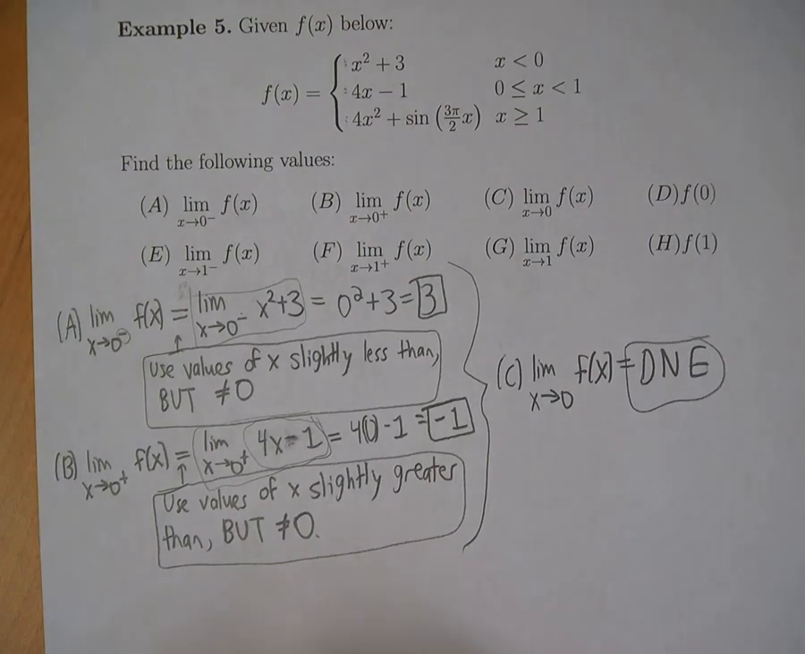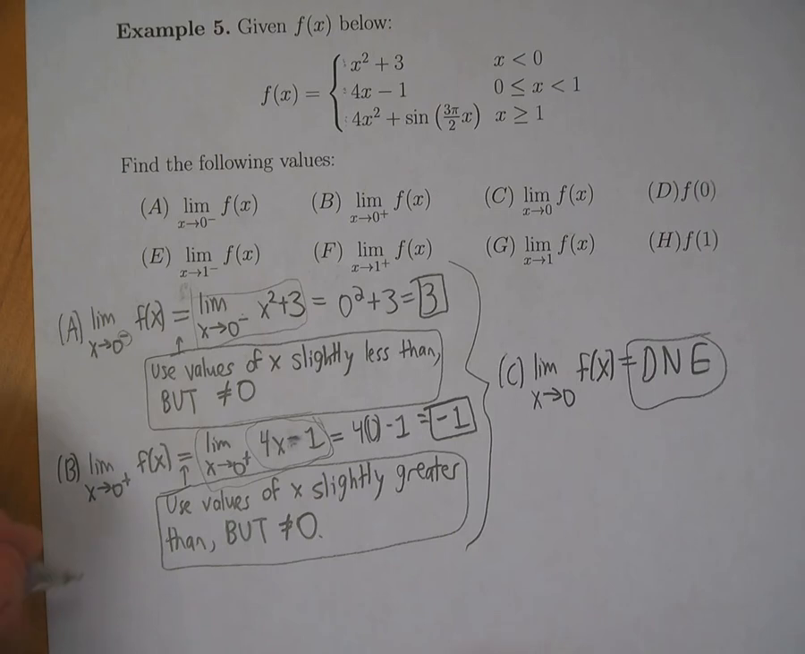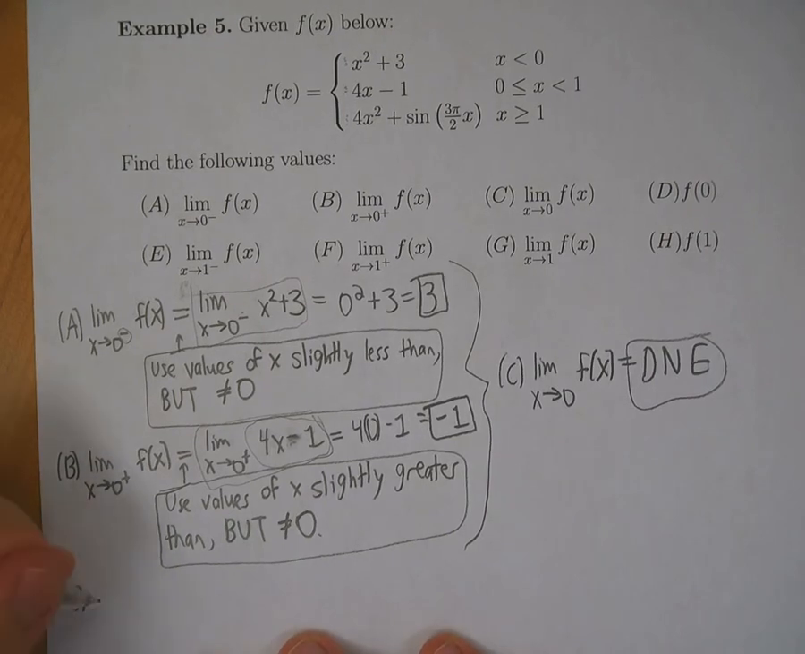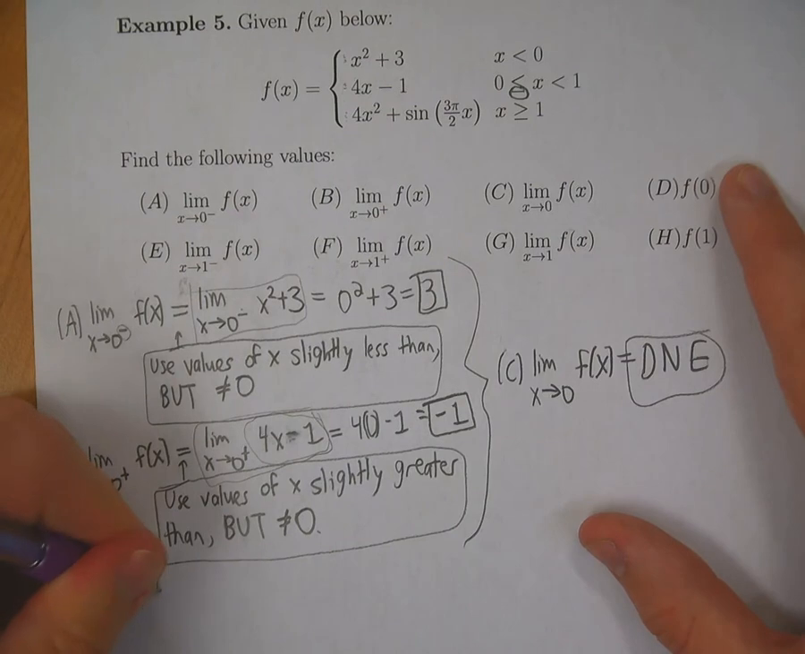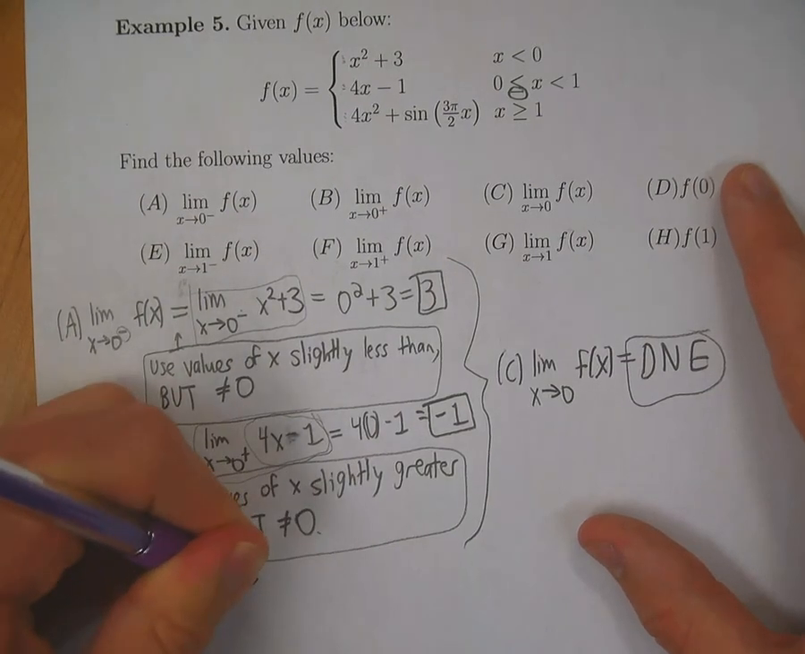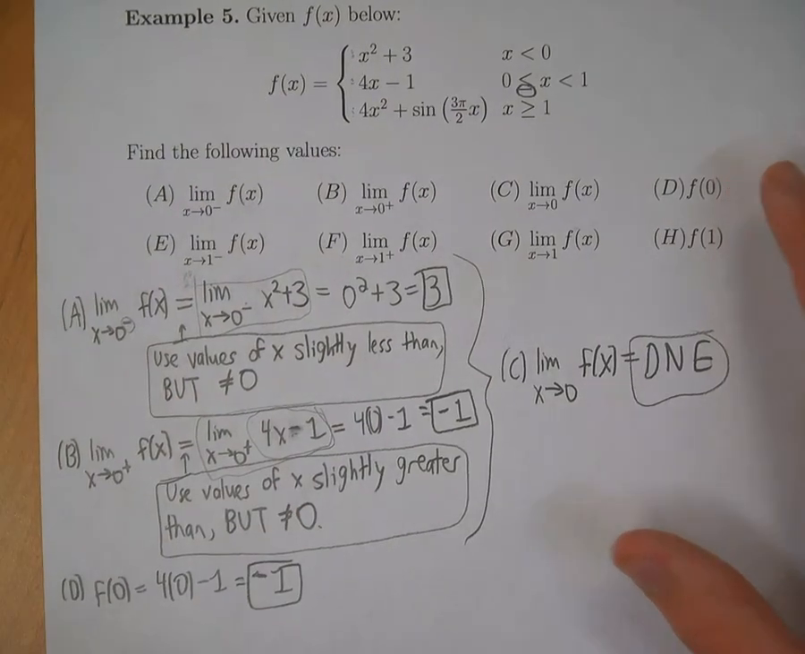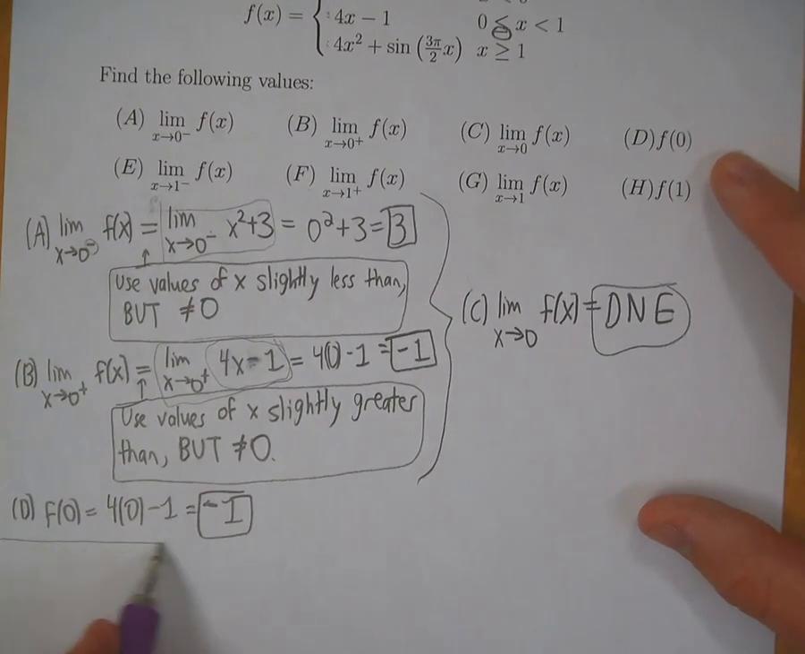Good. Okay. And then for part D, all we really need to do here is just focus on f of 0. So in this case, we are actually letting x equal 0 here. So which of our 3 pieces should we be using in this case? Second one, right? Because that's the only one that actually lets us deal with x equals 0. So we have 4 times 0 minus 1, which is just negative 1. Okay? So that's parts A through D.